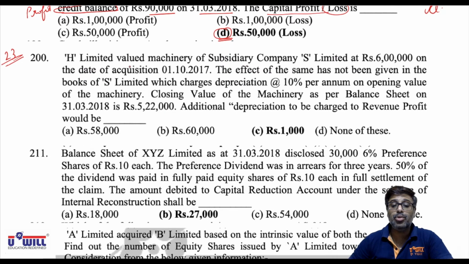H Limited valued machinery of subsidiary company S Limited at rupees 6 lakhs on the date of acquisition 1/10/17. The effect of the same has not been given in the books of S Limited, which charges depreciation of 10% per annum on opening value of the machinery. Closing value of the machinery as per balance sheet on 31/3/18 is 5,22,000. Additional depreciation to be charged to revenue profit would be.